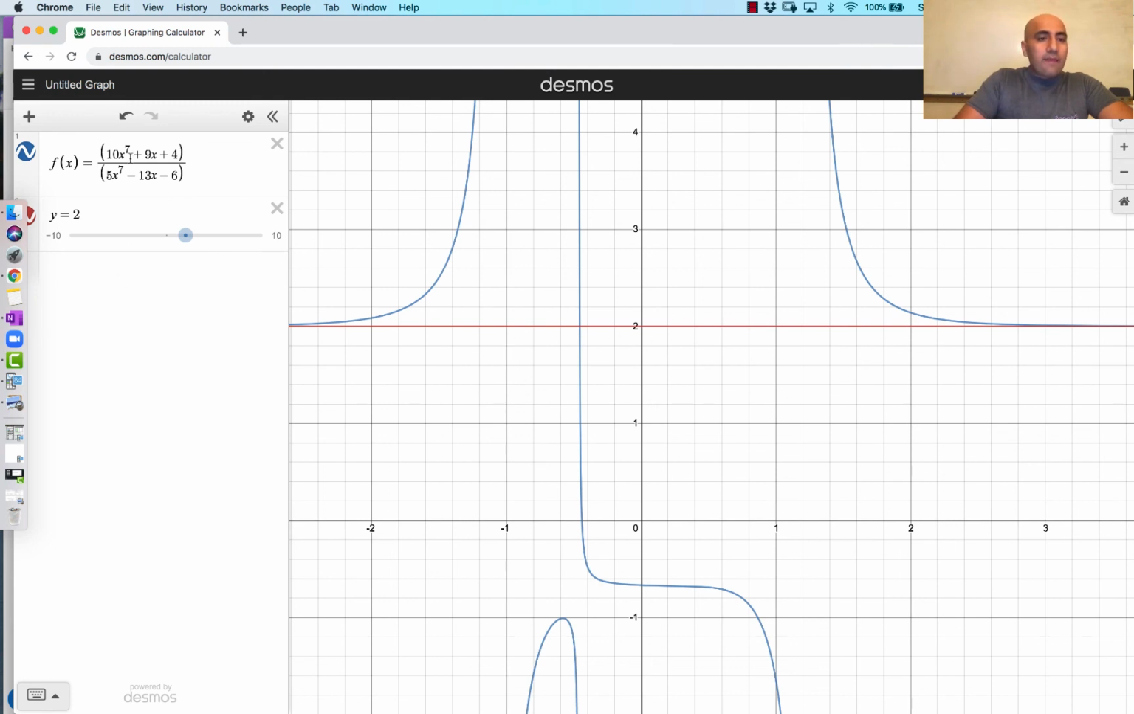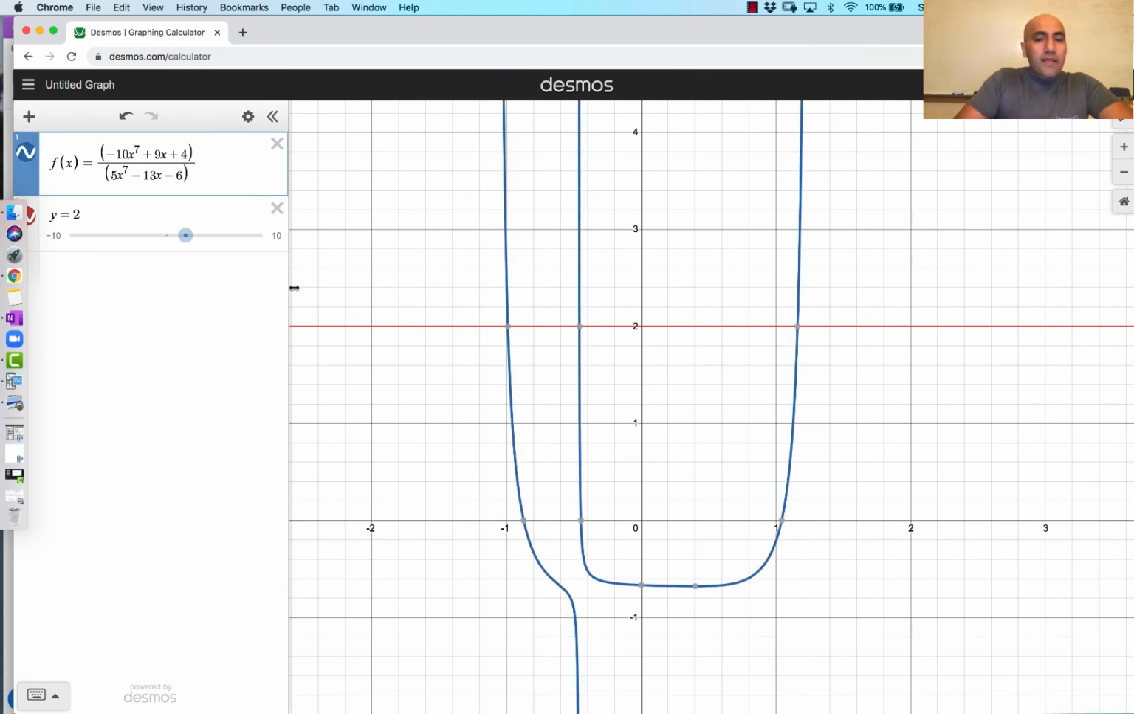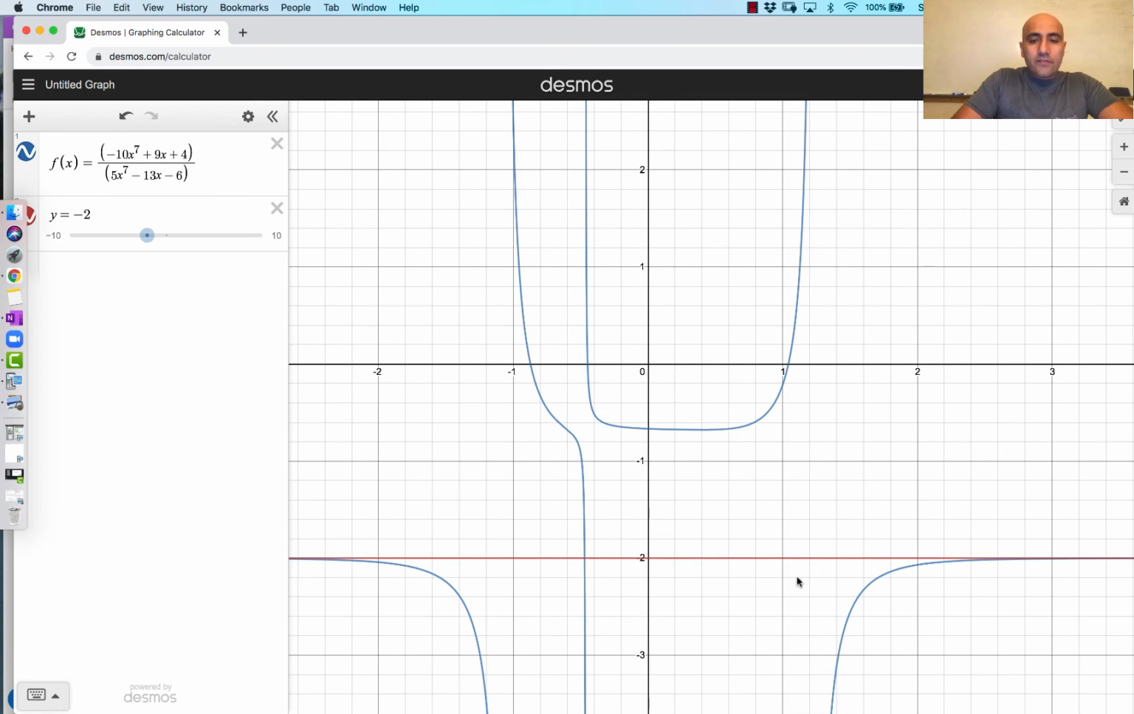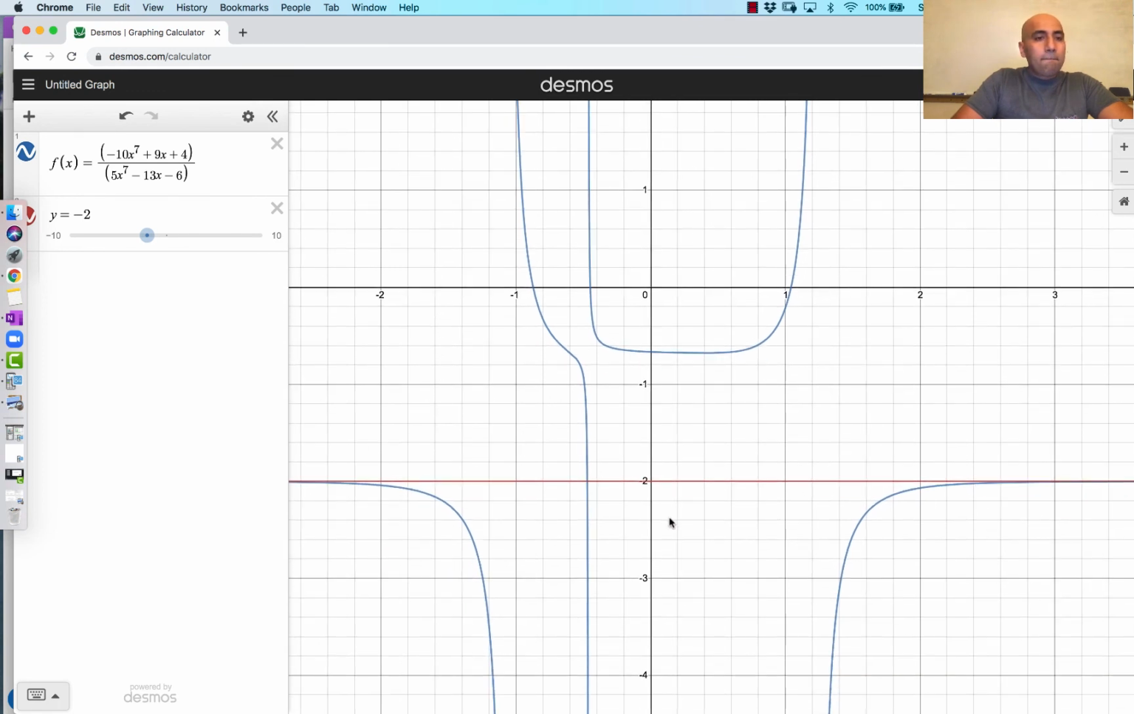Okay, so when they match, then the division of the two numbers in front will tell you what that horizontal asymptote is. And if one of them is negative, like let's say this is negative, then my horizontal asymptote would be at negative 2. Let me zoom out. There it is. Okay, so when they match, it's the easiest case.